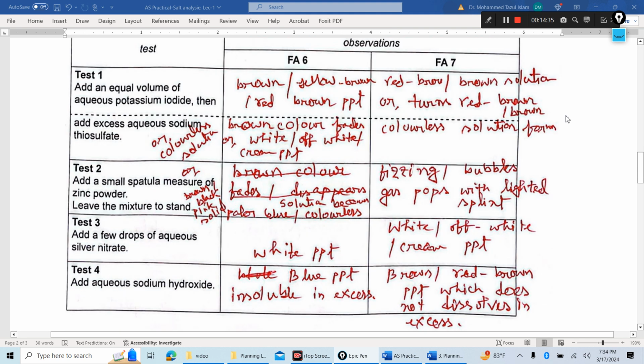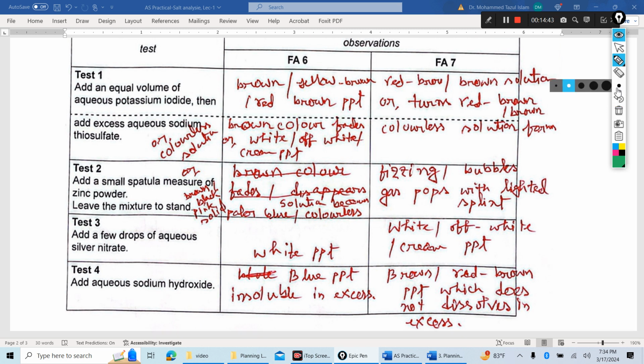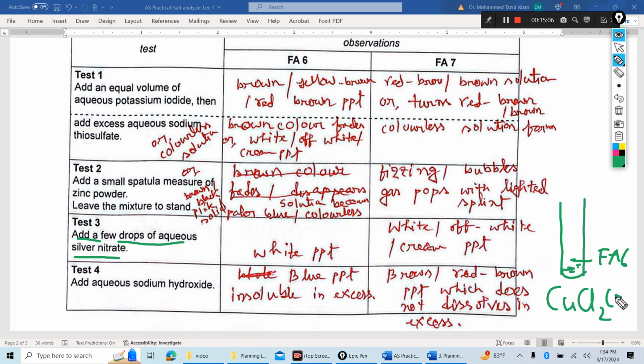Now test 3, add a few drops of aqueous silver nitrate. A small amount of Fa6 you will take here, as it is copper chloride aqueous solution. Silver nitrate reagent is the test for chloride ion, bromide ion and iodide ion, I mean halide ion test. As it is copper chloride, you will see a white precipitate, but you don't write cloudy. If any precipitate is formed, you must write precipitate, and also mention what color. You will mention a white precipitate is formed.